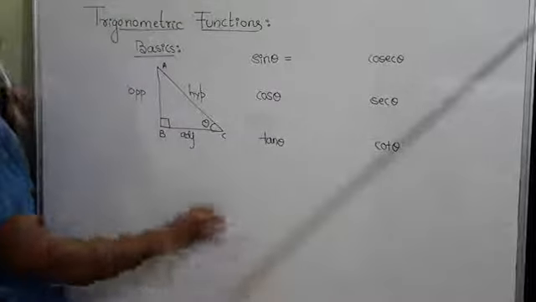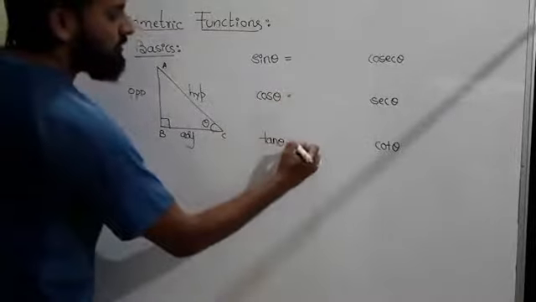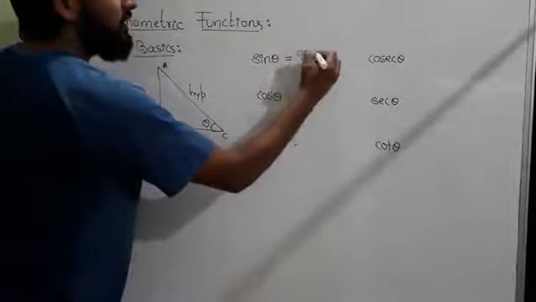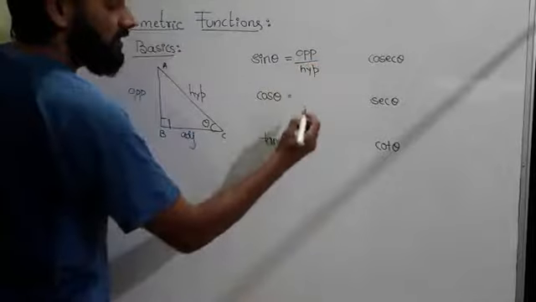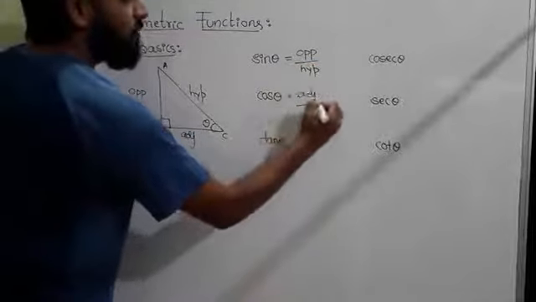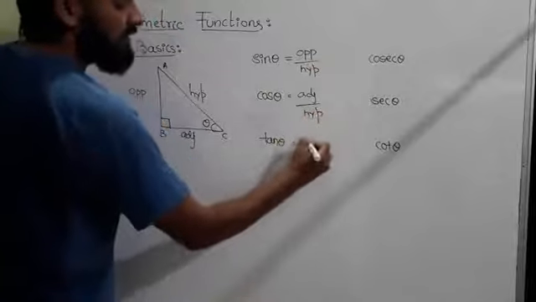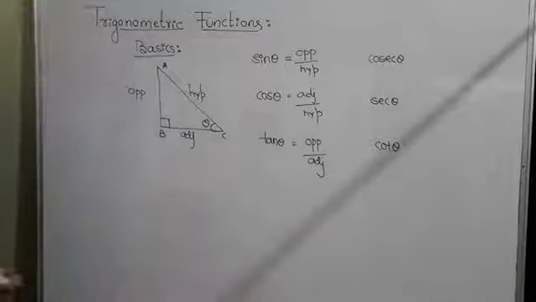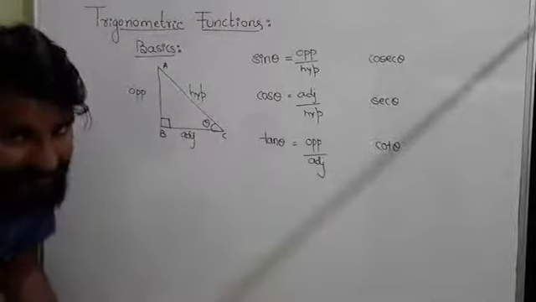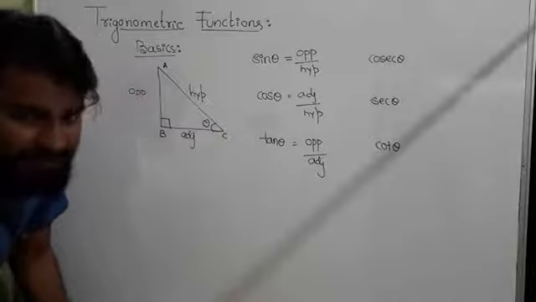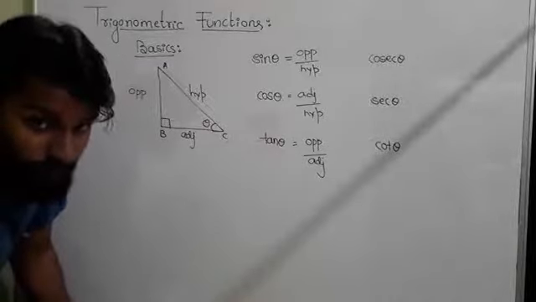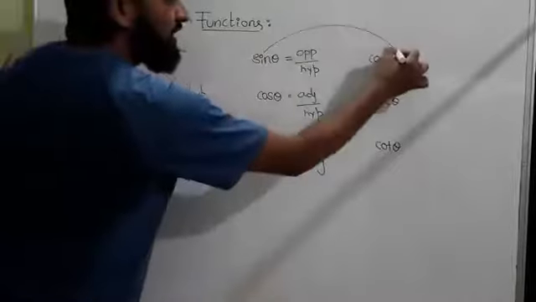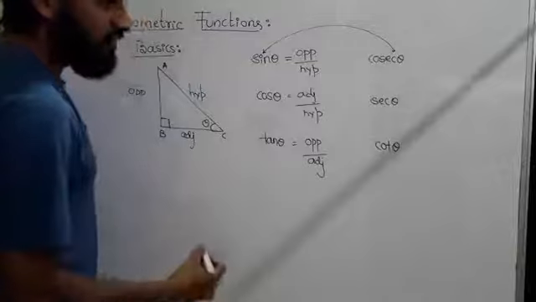Let's understand the definition of all 6 trigonometric functions, which you already know. What is the definition of sine theta? This is opposite upon hypotenuse. Cos theta, adjacent upon hypotenuse. Tan theta, opposite upon adjacent. Once you know how to write sine, cos, and tan, writing cosec, sec, and cot will be very easy, because they are reciprocal to each other. Sine and cosec are reciprocal to each other. We can call them brothers.